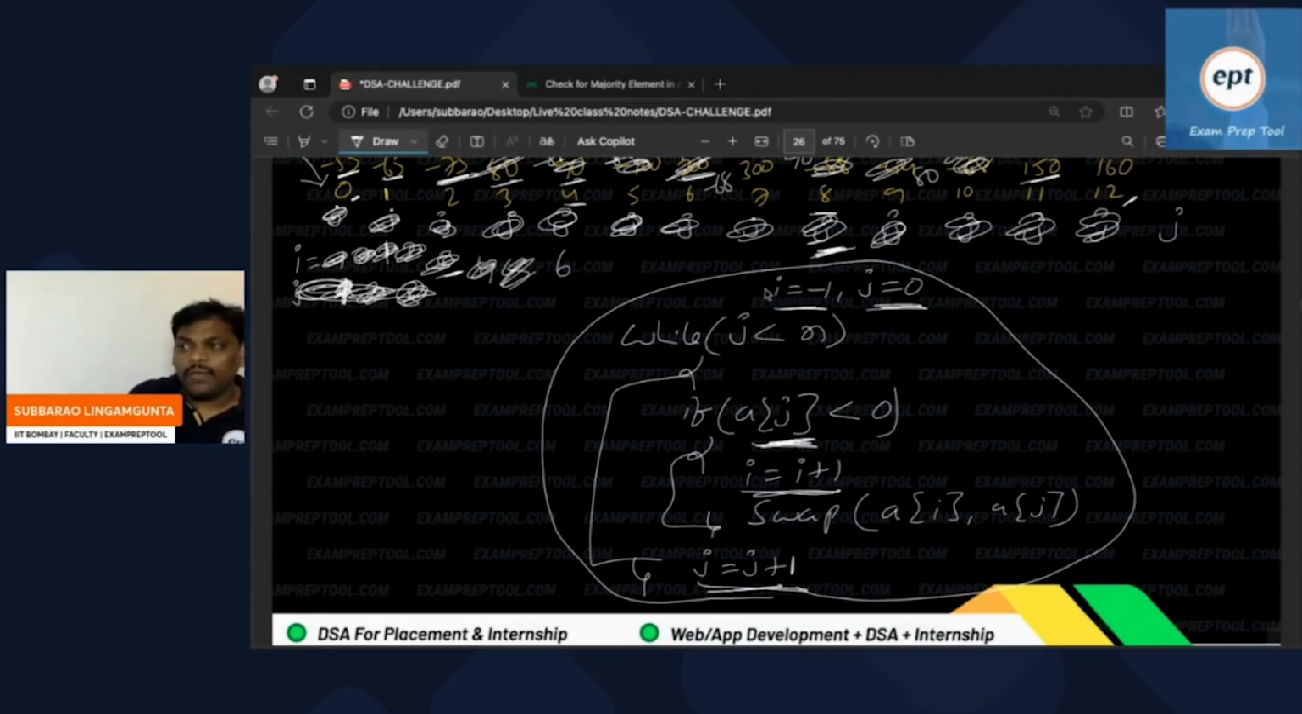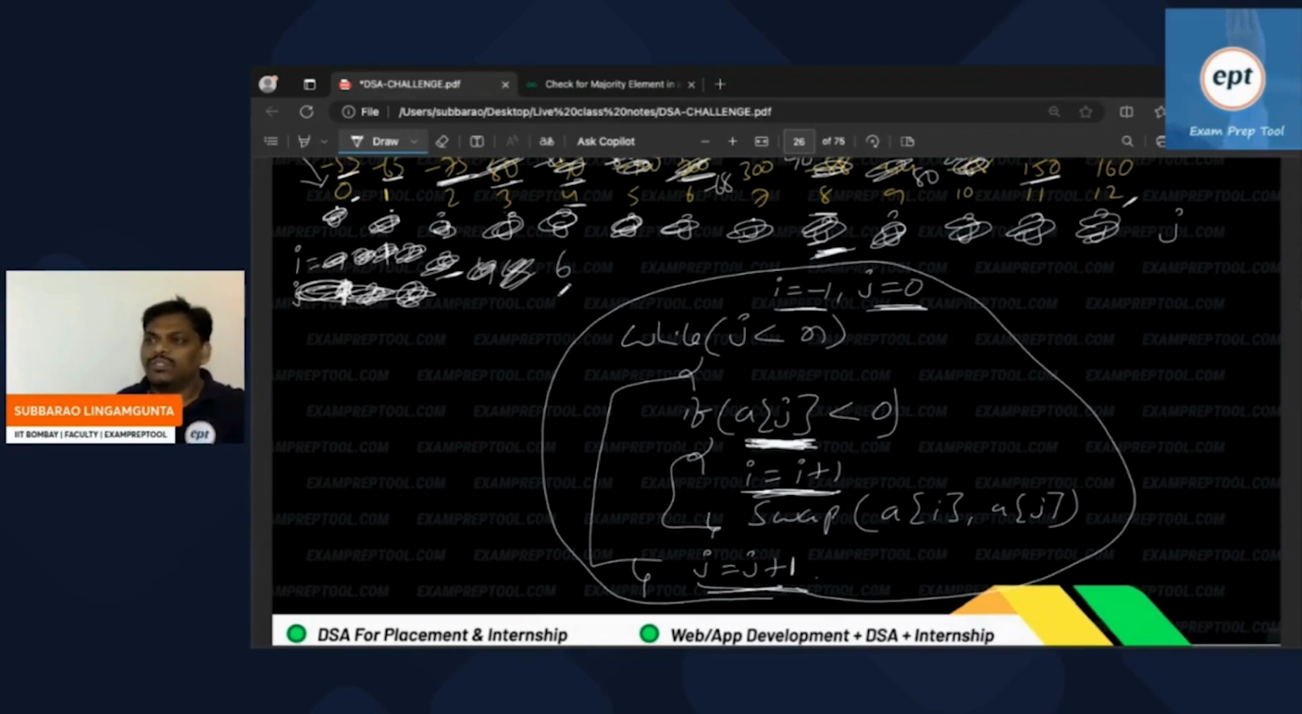Remember, I is meant for negative people. J is meant for positive. See this one. If A of j became positive, no work is there because j wants positive. If it is positive, no work. J is equal to j plus 1. If it is negative, then inform I, swap it. This is the loop which is going on.